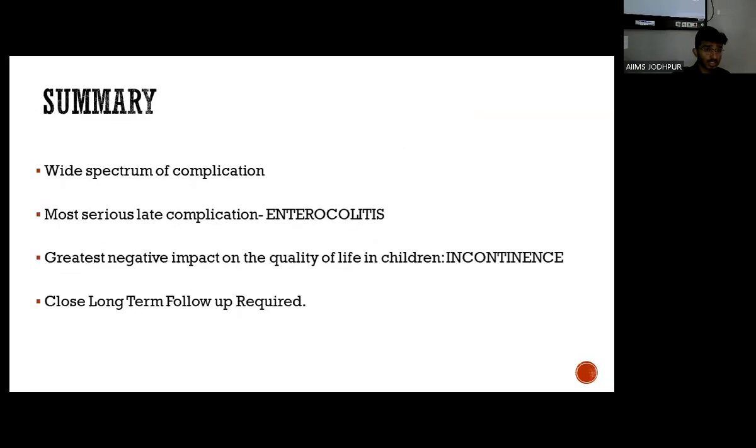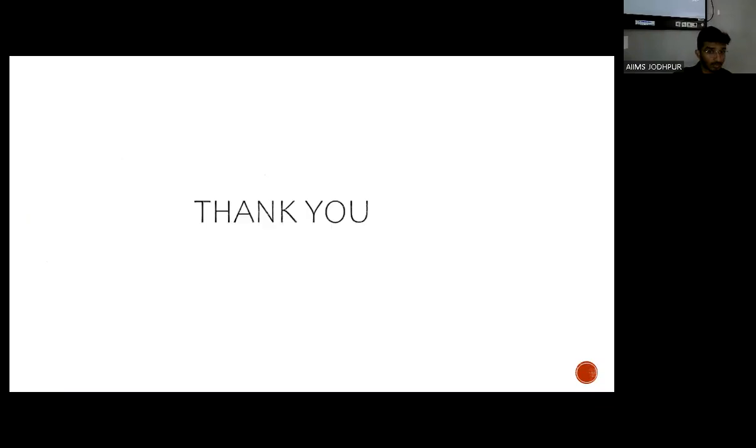The summary is that there is a wide spectrum of complications. The most serious late complication is enterocolitis, and the complication which has the greatest negative impact on life is incontinence. So these patients should be kept in long-term follow-up and in a closed loop for detecting these symptoms and getting them managed. Thank you.